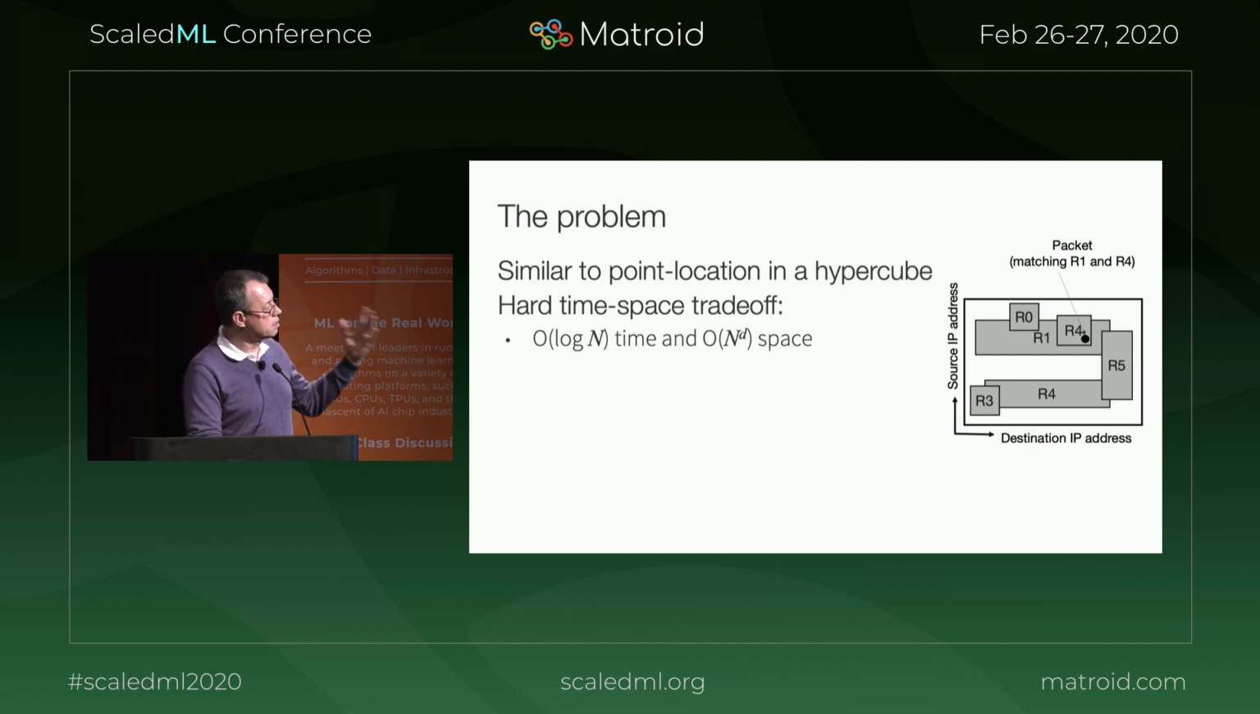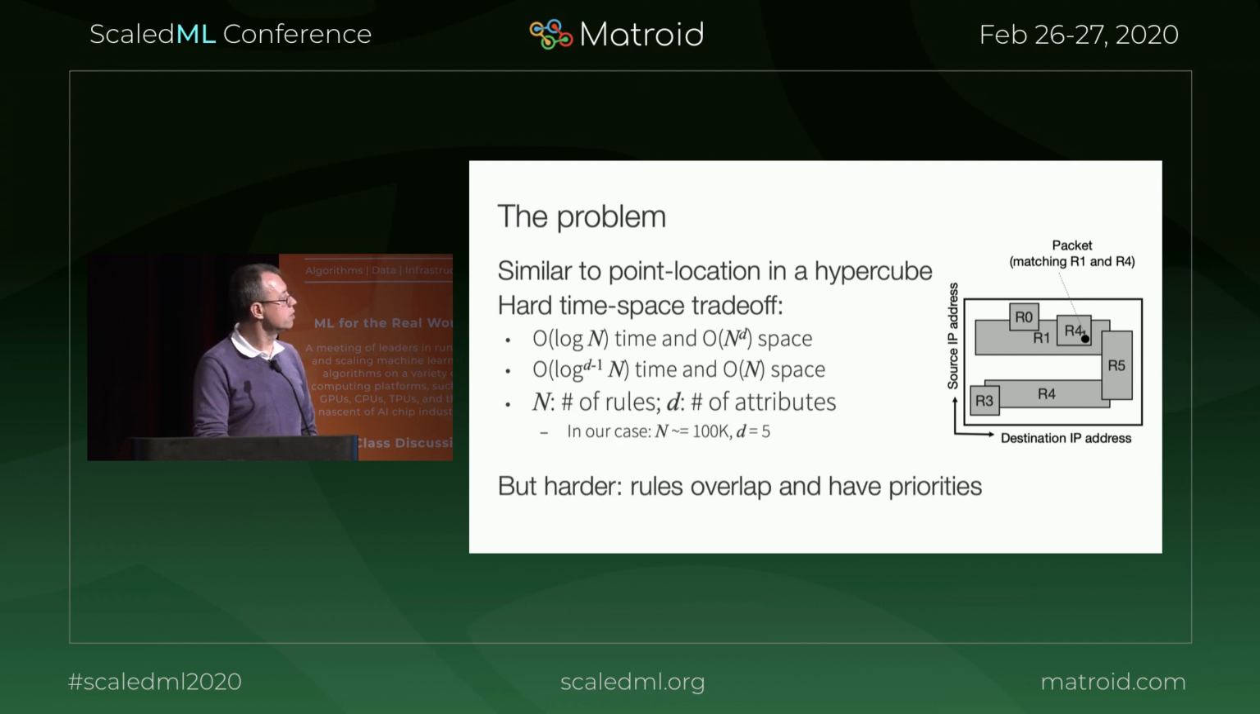And it turns out it's a very hard time-space trade-off here. If you have n rules and you have D, where D is the number of fields in the packet header, so D number of dimensions. If you want to get optimal running time, this is log n in the number of rules, then the space complexity is exponential in the dimension. And if you want to get optimal space, which is O of n, then the running time is exponential in the number of dimensions with respect to the log of the number of rules. So none of this is working.